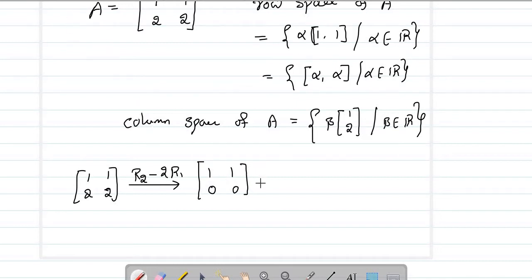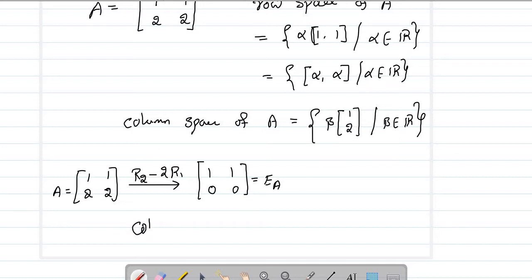Okay. Now let me look at the column space of this new matrix. Let me suppose this is A, and this one is, not A prime, let me write it as the echelon form of A. So if you look at the column space of A, you can see it is all multiples of 1, 2.